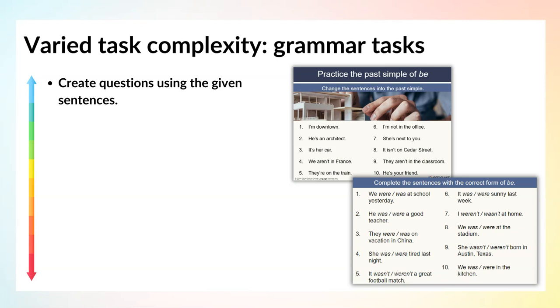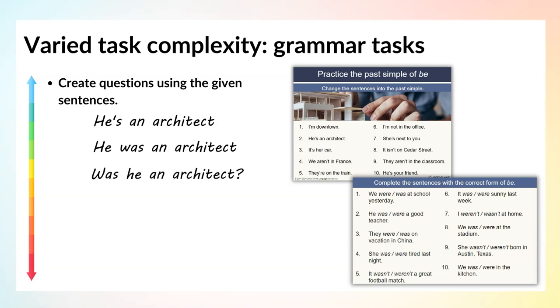For your students who need more of a challenge, vary the task complexity by having them create questions in the past simple, using the sentences on this slide. For example, he's an architect becomes he was an architect. And then, was he an architect?